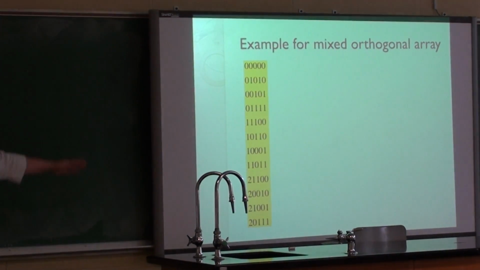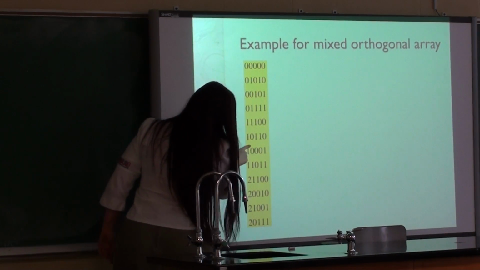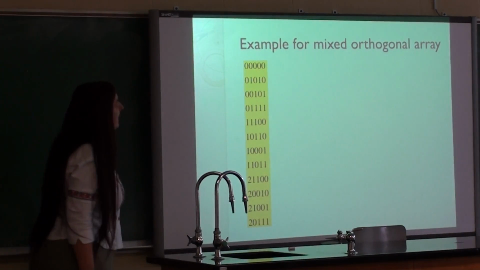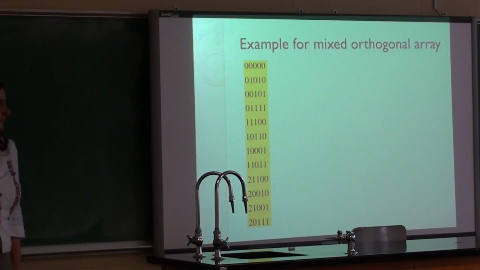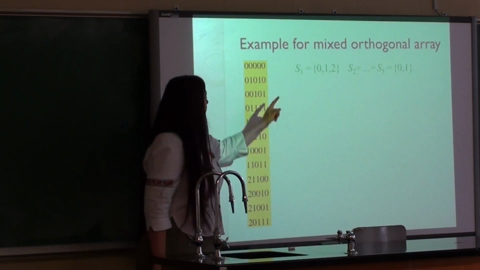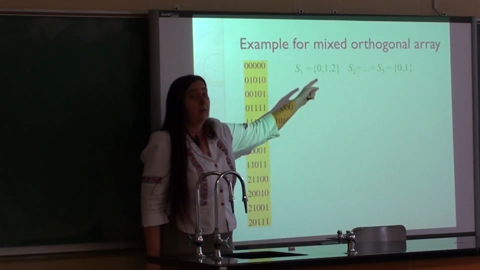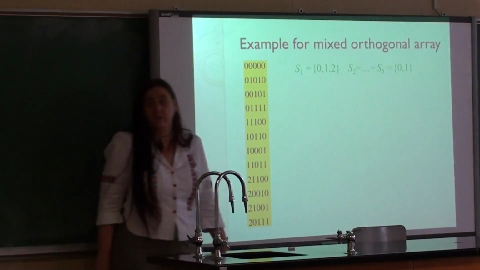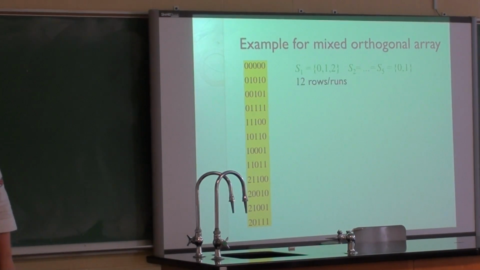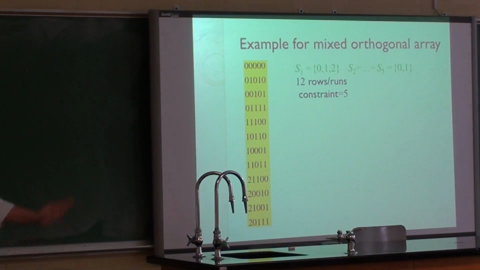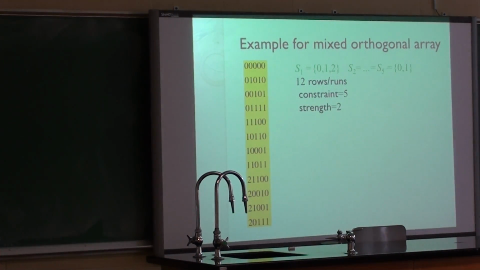Let's just say this is a 12 by 5 matrix, okay? And if you look at it, the first column has entries 0, 1, 2, so the first set is 0, 1, 2. And all the rest of the columns have entries 0, 1, so all the rest of the sets are 0, 1. So I have 12 rows, these are quadrants, this was the N number. Constraint, the number of columns is 5. I claim the strength is 2. And my index set is 2 and 3.